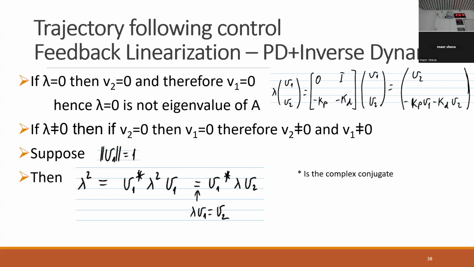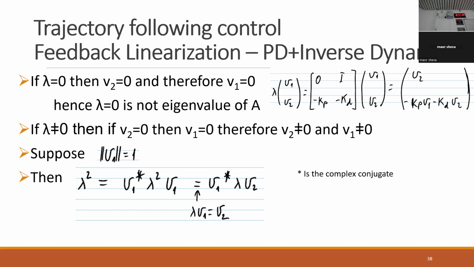Okay. And therefore V1 is 0. So we got, for lambda 0, an eigenvector which is 0. This is the trivial solution, and it cannot be. And therefore lambda equals 0 is not an eigenvalue of A. Otherwise, we'll get V, which is not a nontrivial solution. So lambda equals 0 is not a solution.